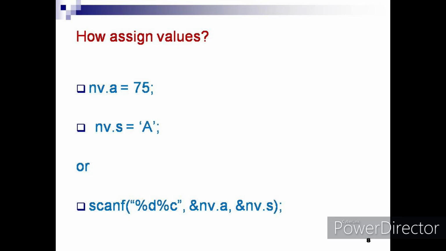Next issue is with regard to the assignment of values. For assigning the values, we can use the assignment operator. So the statement nv.a = 75 will store the value 75 in member a of nv, and nv.s = 'a' will store the character a in s of the nv variable. Another way is by use of the scanf statement: scanf("%d %c", &nv.a, &nv.s). So two inputs are taken from the keyboard and will be stored in the corresponding variables.